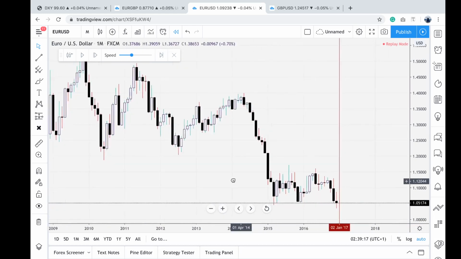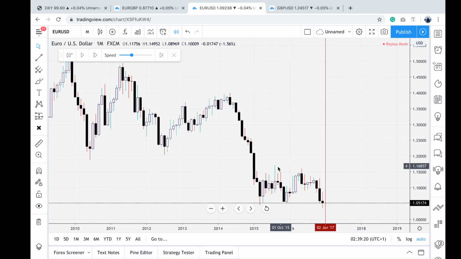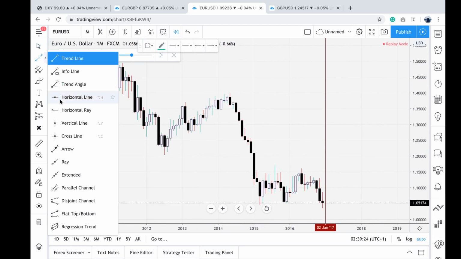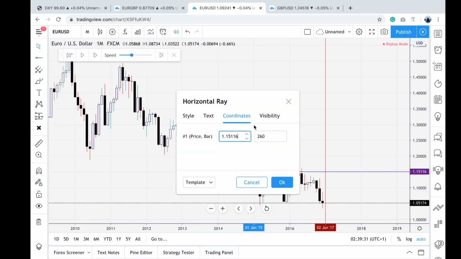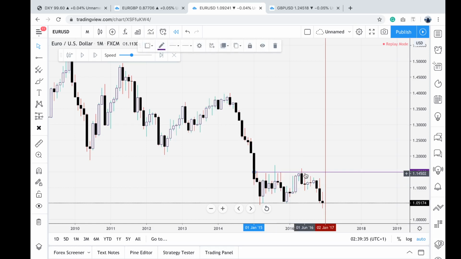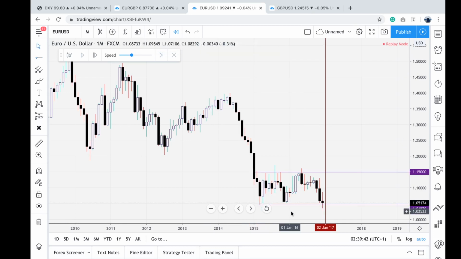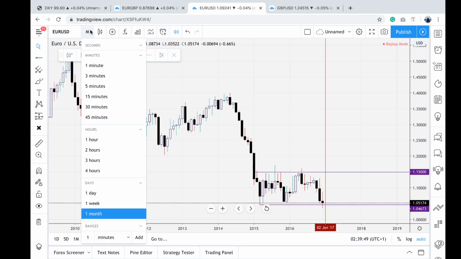On the monthly basis, we could see that there's a level of resistance there. You could pull up a horizontal ray, drop that line there, and round it up like I always do to a round figure like 1.5. That is a very good figure. You could also pull up this low. Then we can shift to the weekly.